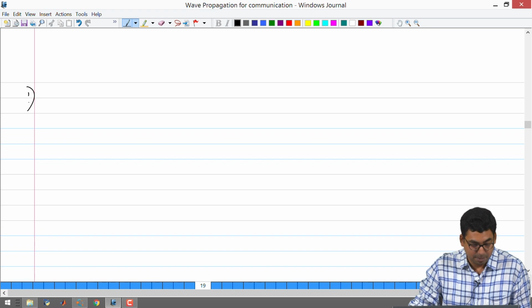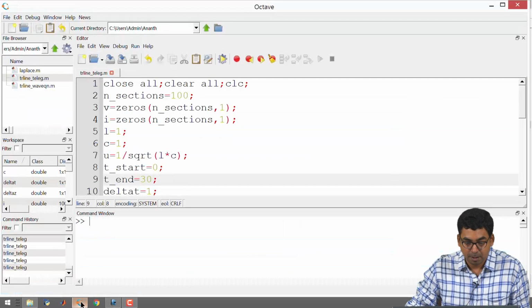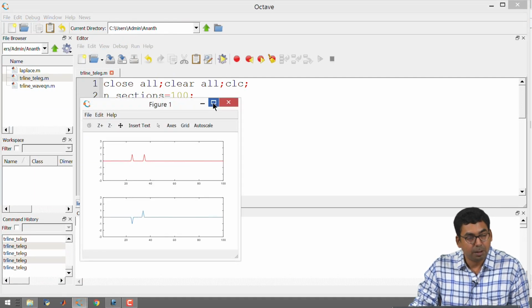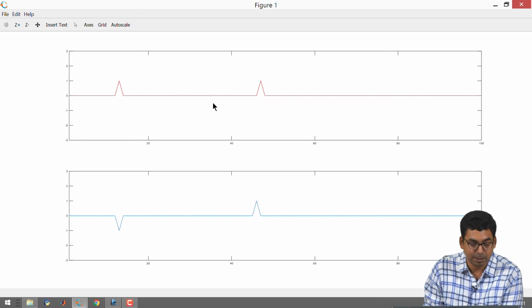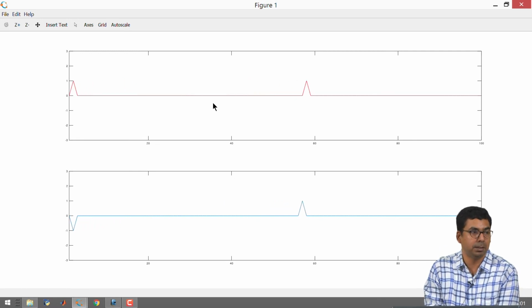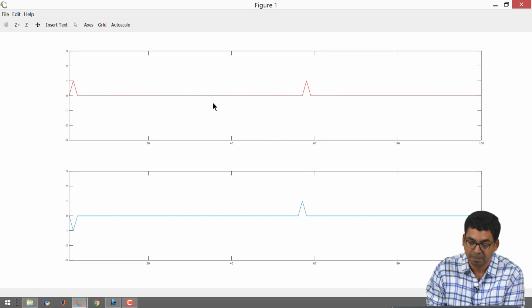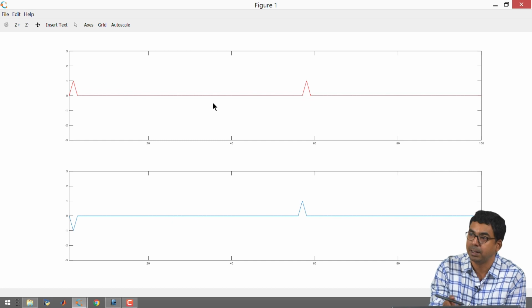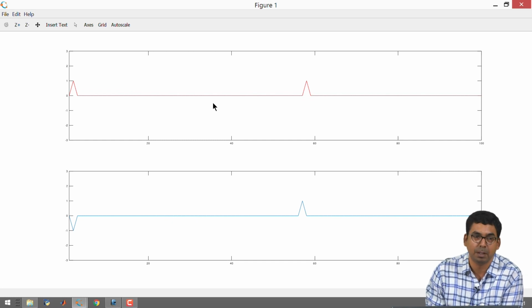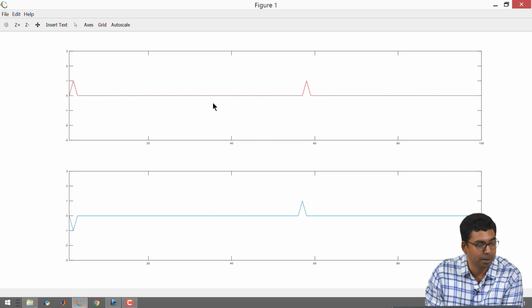In the previous class, when we had run the simulation, we had noticed that the top red color curve corresponds to the voltage and the bottom corresponds to the current. There are some observations, and we are going to build on these observations. The first thing that we noticed was there is a voltage wave traveling to the right and to the left, because the source was kept somewhere in the middle.